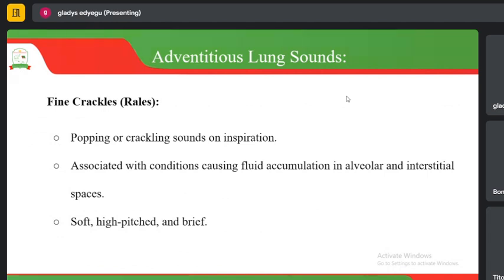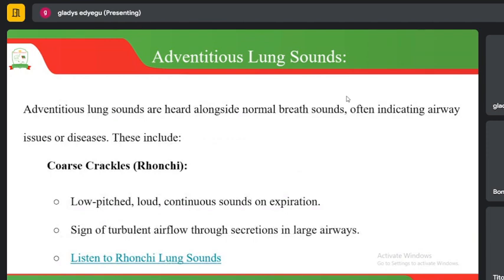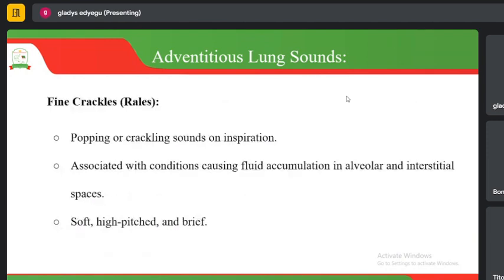So when you listen to some crackles when the patient is having an expiration, then you know those are the coarse crackles. And when the patient is breathing in, and you listen to them, they are fine, they are not very rough like the other one, then you know these are fine crackles. So it is associated with conditions causing fluid accumulation in the alveoli and the interstitial spaces. So when there is fluid that has accumulated in the alveoli of the patient, then the patient may actually have this kind of crackles.